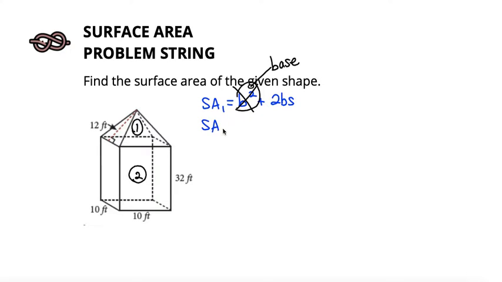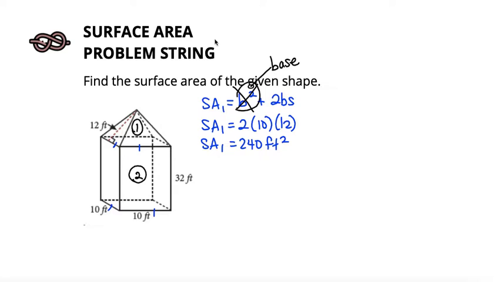So the surface area is 2. The base of my pyramid is 10. It's the same as the base on the bottom there. So 2 times 10, and the slant height is given, which is 12. So the surface area of shape number 1 is 2 times 10 times 12, which is 240. My units are feet squared.